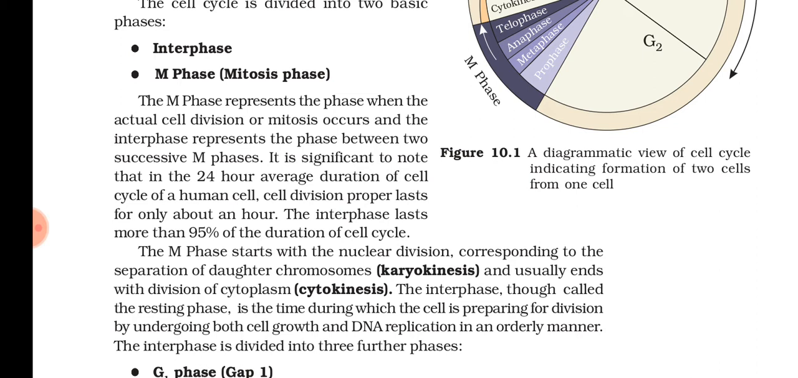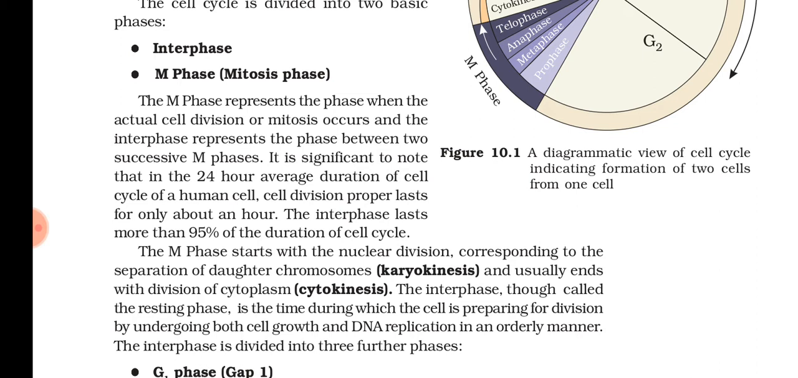Is it clear? And the M phase takes place again in two separate stages, that is the karyokinesis and the cytokinesis. So what is karyokinesis? The division of the nucleus is known as karyokinesis, and the division of the cytoplasm is known as cytokinesis. Okay, so this much is clear.